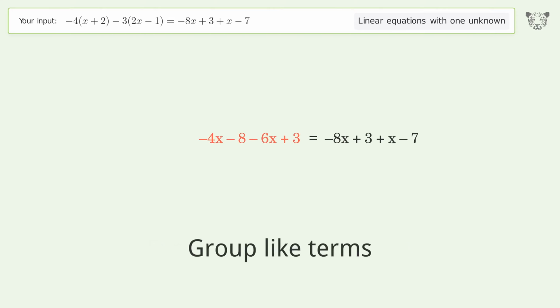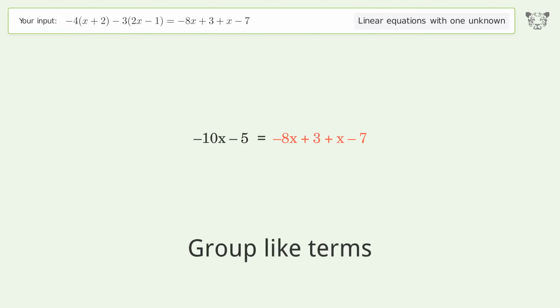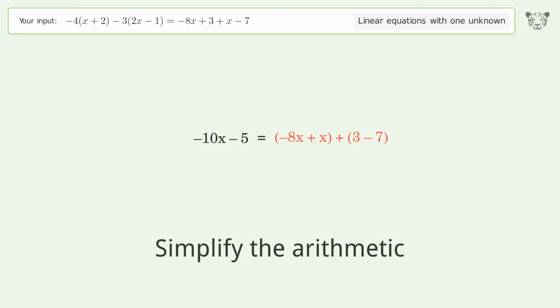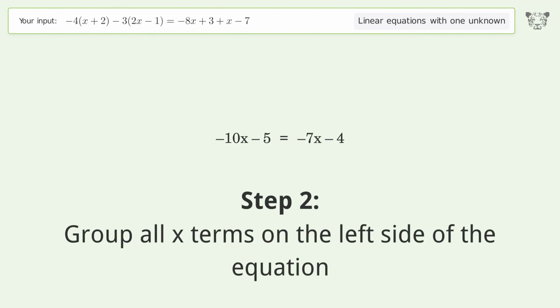Expand the parentheses. Group like terms. Simplify the arithmetic. Group like terms. Simplify the arithmetic. Group all x terms on the left side of the equation.